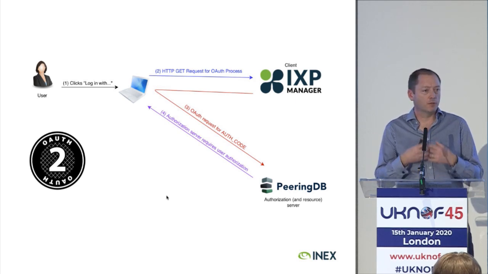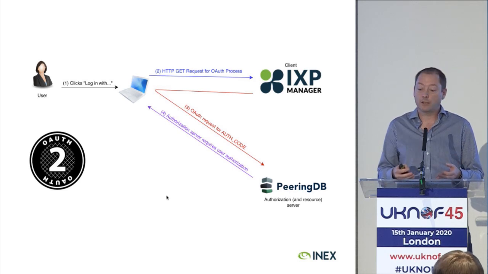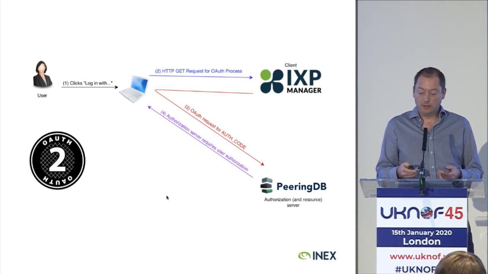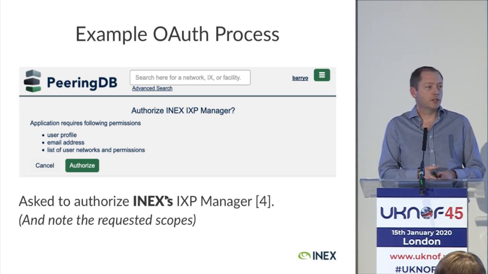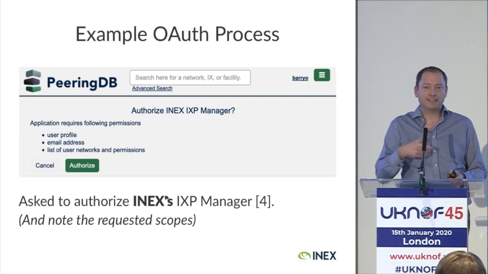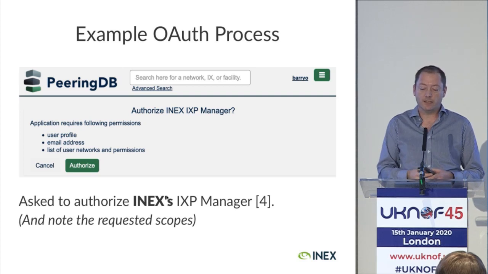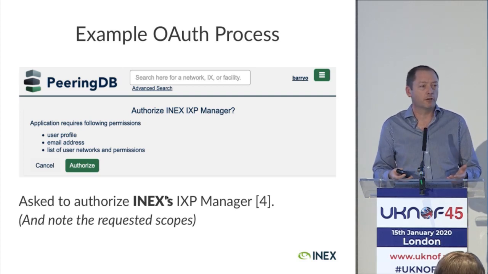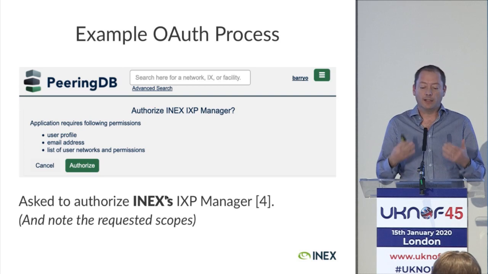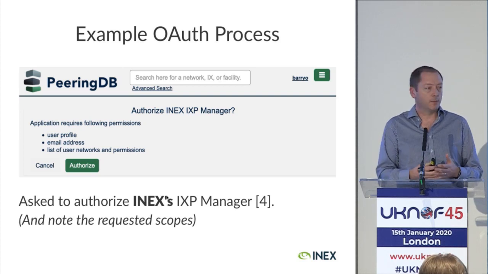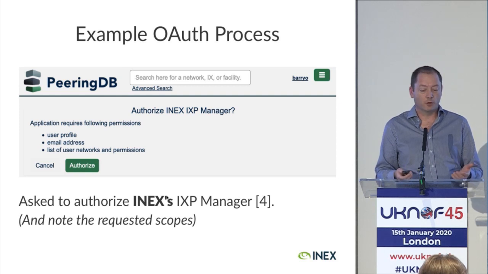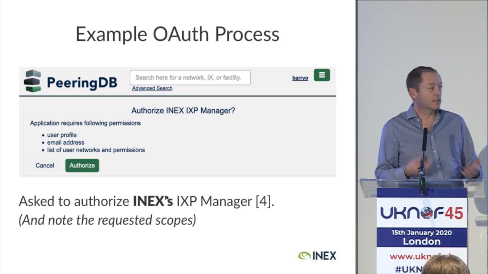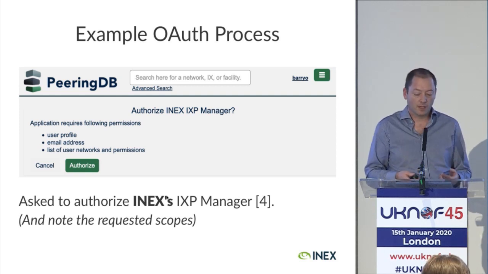And then PeeringDB will present a website to the user asking them to authorize IXP Manager's access. And that is what that looks like. So the user has essentially just clicked login with PeeringDB, and the next thing they see in their browser is, assuming they're already logged into PeeringDB, if they're not, they'll have to log in, and then they'll get this authorize INEX IXP Manager. And PeeringDB is telling the user that INEX is looking to access their user profile, their email address, and the list of networks they're affiliated with.